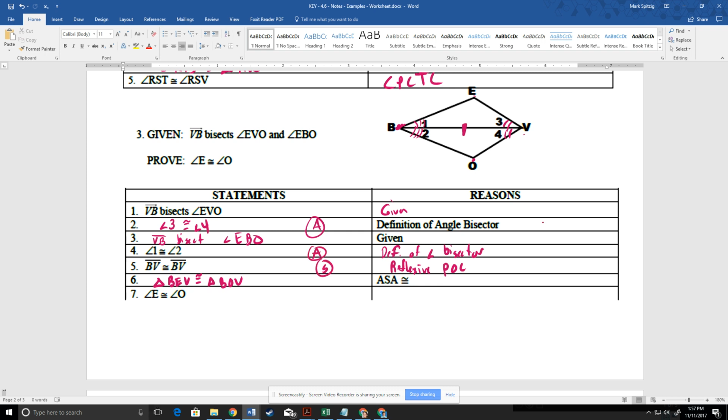And remember, it doesn't matter the order in the statement; it matters where it is on the actual diagram. So we have two angles and their included side that are going to be congruent. That's why it's angle side angle. Even though we proved it as two angles and then a side, it doesn't matter. On the diagram, it's angle side angle. So we use two angles and a side to prove congruence, which means the remaining two sides and one angle are going to be congruent, including angle E and angle O. So angle E and angle O are congruent because corresponding parts of congruent triangles are congruent, or CPCTC.